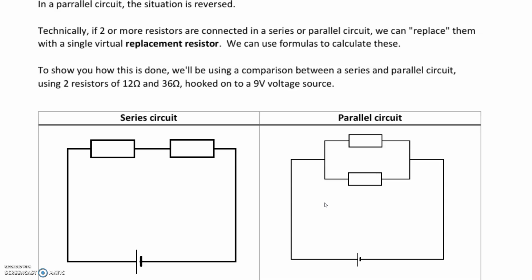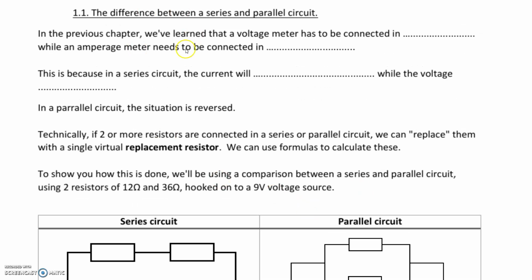Now, it's not the first time we've been confronted with these two. In the previous chapter, we've learned that a voltage meter has to be connected in parallel. We already learned that if you connect something in a parallel circuit, the voltage between both branches would be the same. If it weren't, the voltage meter could not do its job, right? An amperage meter, if you wanted to measure the current, would have to be connected in a series circuit. Why? Because the current would have to be the same within the same branch.